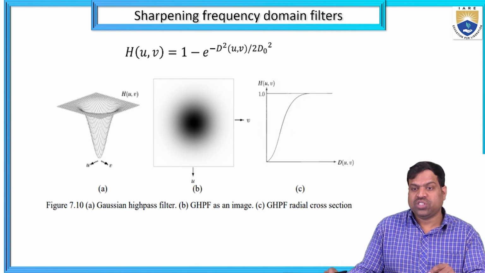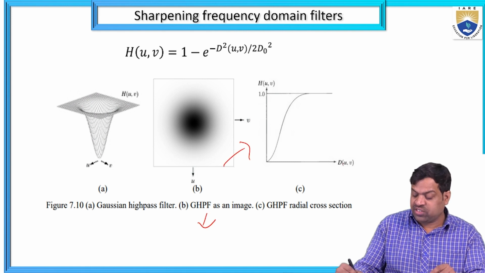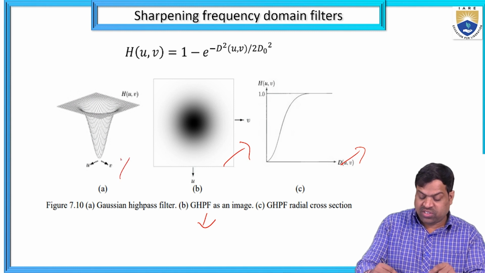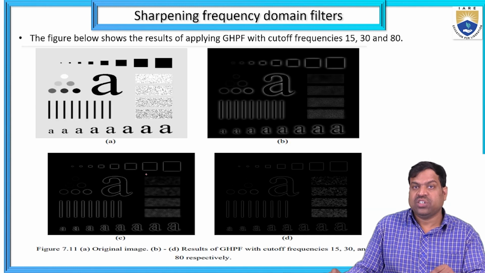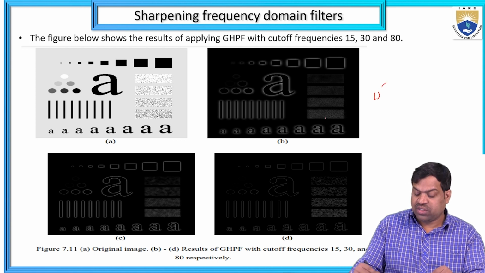This is the input image. This is the Gaussian high pass filtered image, the radial cross section, and the filtering function with a mask. This is one example of sharpening with frequency domain filtering, with cutoff frequencies 15, 30 and 80.